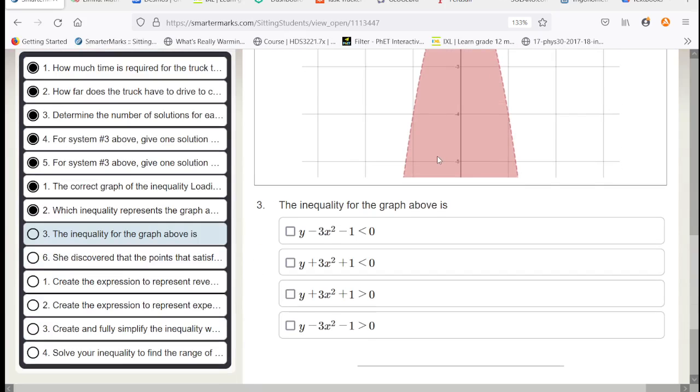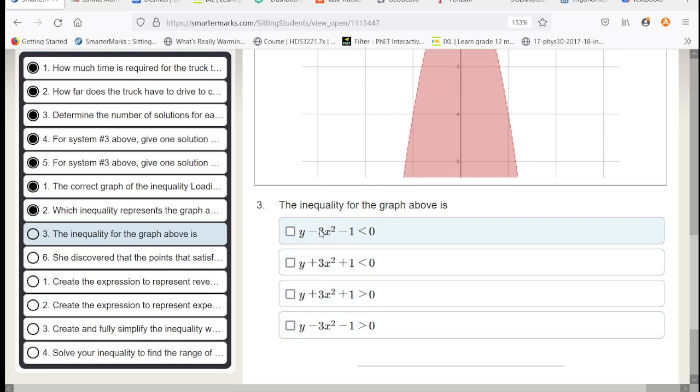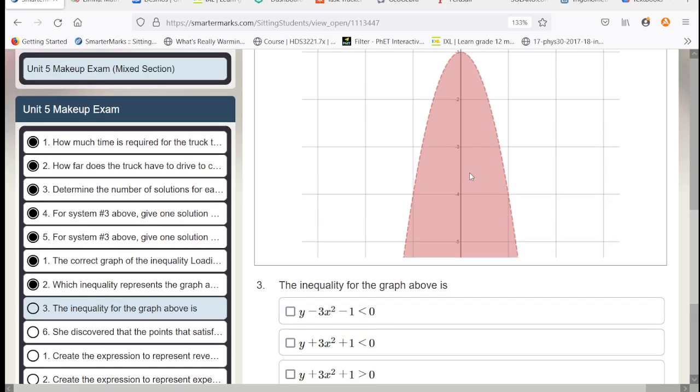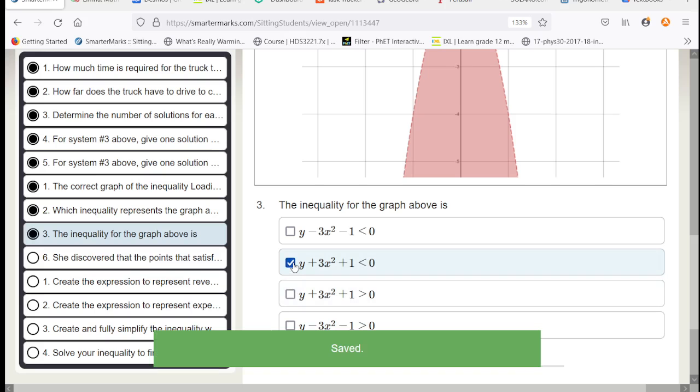Now, this inequality. Which inequality is the graph above? If we were to isolate y, we'd end up flipping the signs. This is going down, so we need to have a negative 3x squared on the right, which means it's a positive 3x squared on the left. So it's one of these two. And we want y less than our parabola, so it is B.